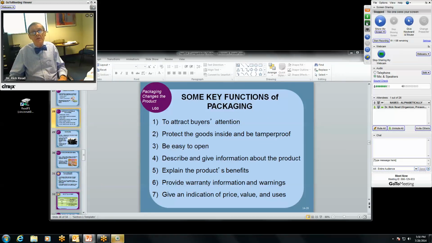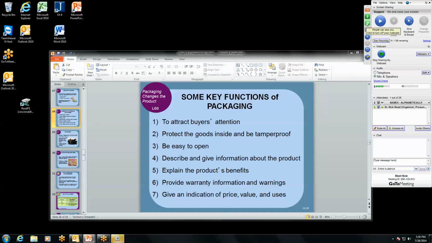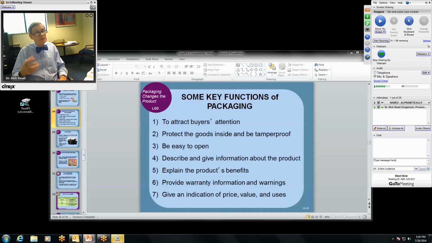I mentioned we want to get somebody's attention, and so we have something that stands out. One of the things it says here, and I sometimes think that this is not true, is it has to be easy to open. And a lot of times it's not. It gives us information on what the package is, or what the contents are. And sometimes, when we're talking about food, it gives nutrition information and things of that nature.